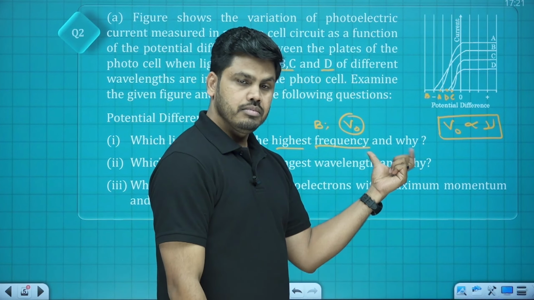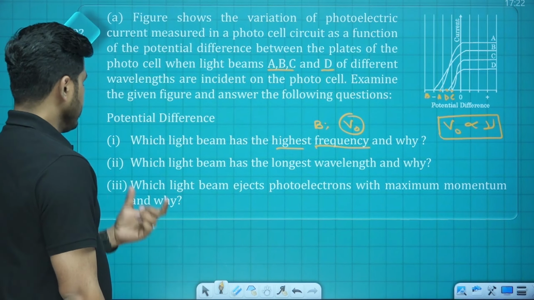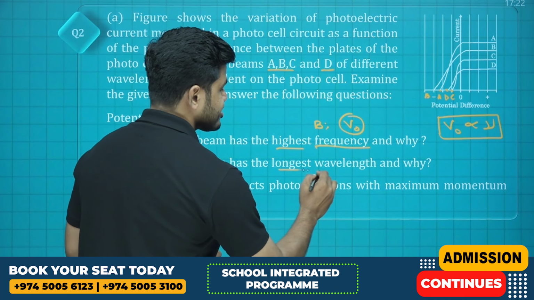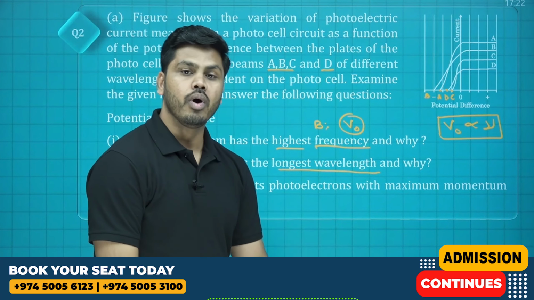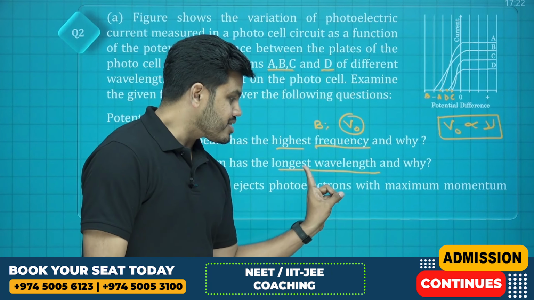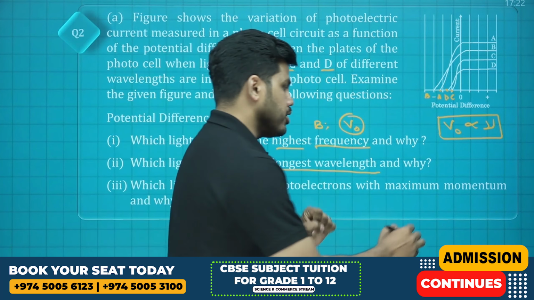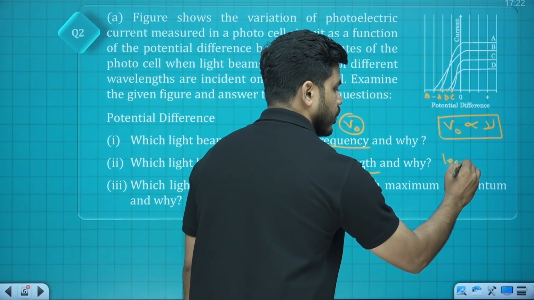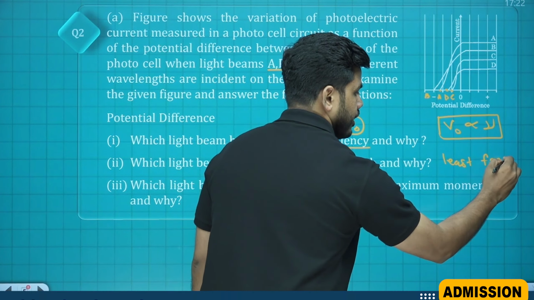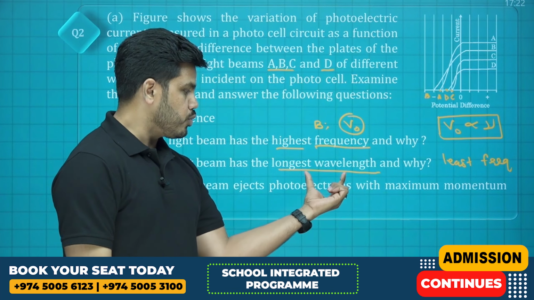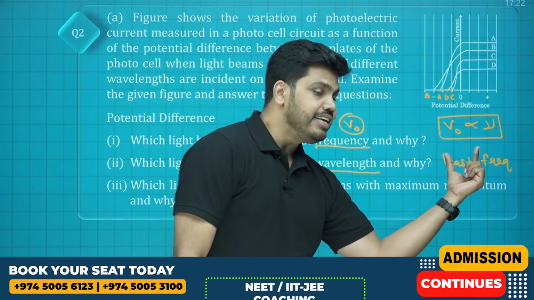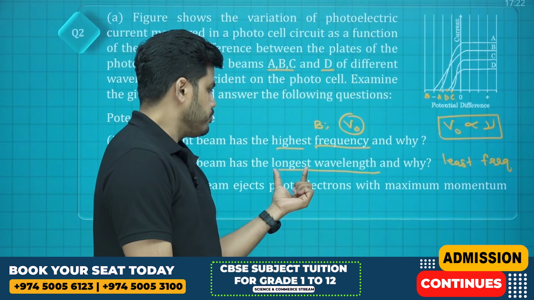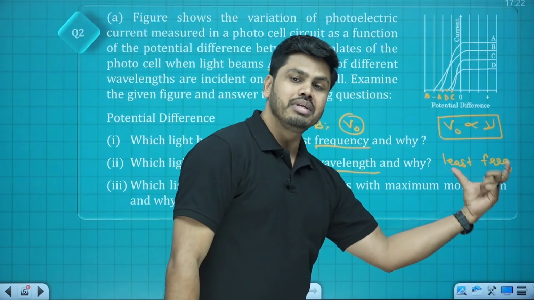So that part is fine. Easy. Look at the second question. Which light beam has the longest wavelength and why? See, the longest wavelength corresponds to the least frequency, right? Correct? Longest wavelength stands for least frequency. Frequency and wavelength are inversely proportional, we know. So if wavelength is the maximum, frequency will be the least.